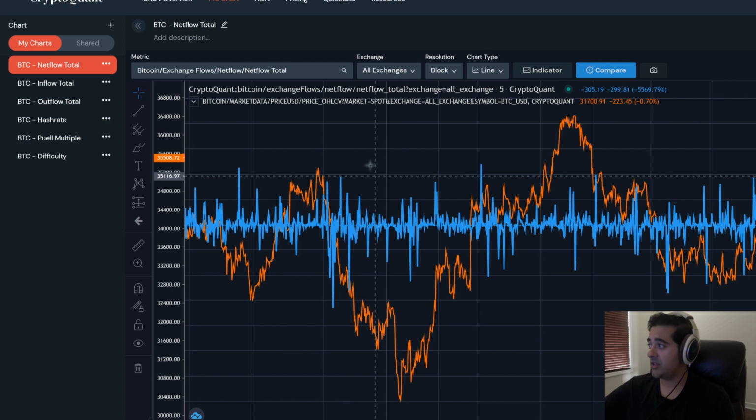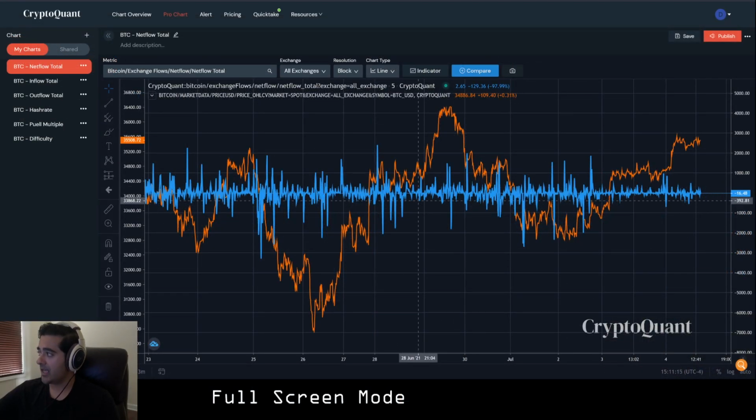If you go to CryptoQuant, if we look at the net flow, I'm going to put this on full screen. So if you look at the net flow, this is very interesting. This is block level, so you're only looking at the last few days. But if we look at the last few days, let's say we go back to this area here. This is about 35K, you can see on the left-hand side. This is roughly 35,000 where the top of this orange line is.